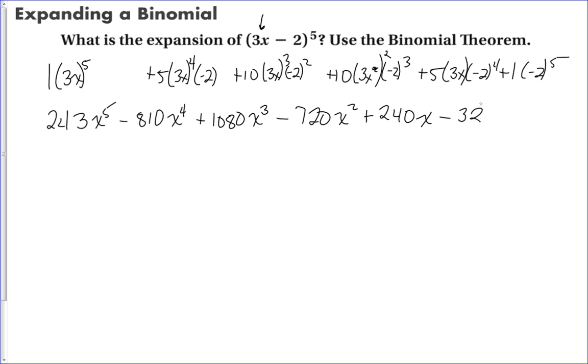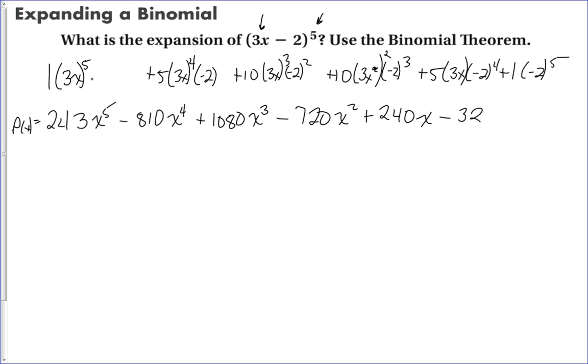So our polynomial, we'll call it p of x, equals 243x to the fifth minus 810x to the fourth minus 1080x cubed minus 720x squared plus 240x minus 32. All right, so you just use Pascal's triangle like we did. Since the exponent here is 5, we're going to use the fifth row of Pascal's triangle, which is 1, 5, 10, 10, 5, and 1.